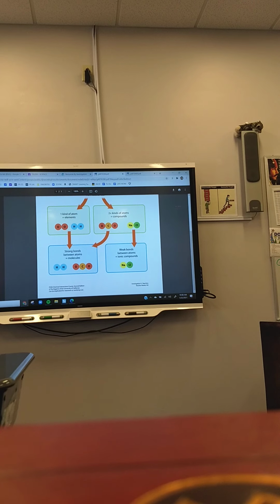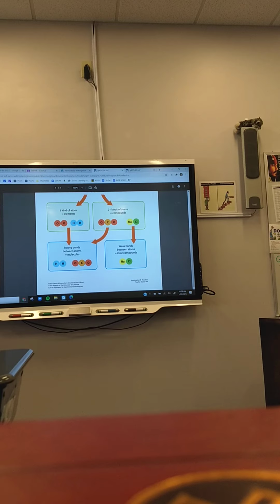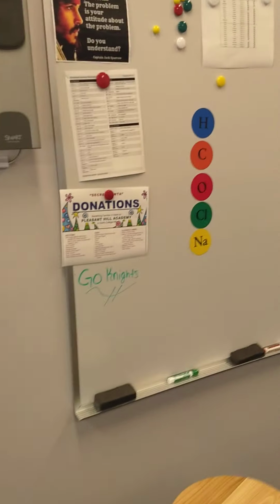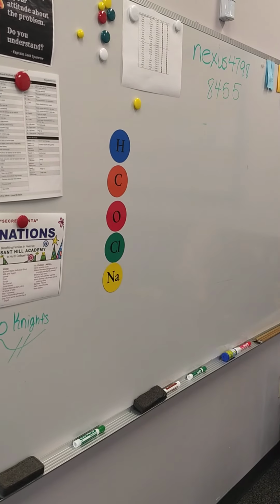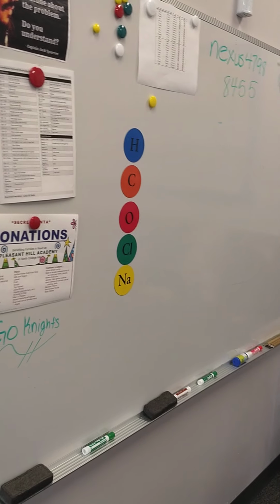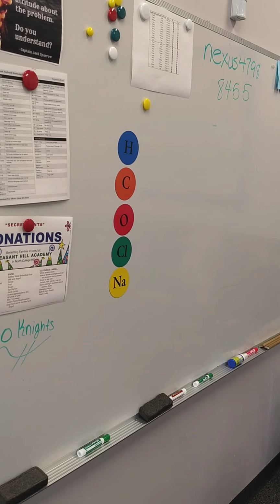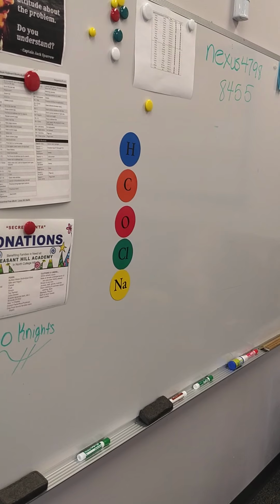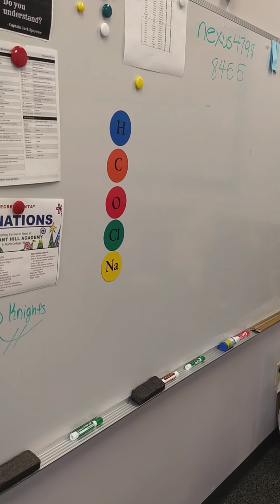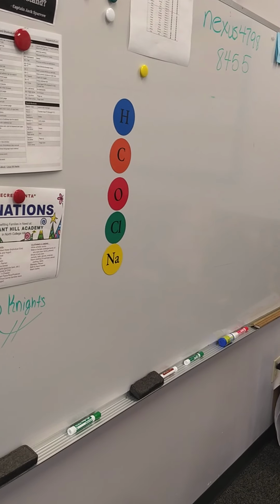Questions on any of that? That's the basics of it? Alright. So now, we had looked at this yesterday. We've got these different colored dots. What do you think blue represents with a big H on it? Shout it out. Hydrogen. The orange C is? Carbon. Okay, so we got hydrogen, carbon. Red O is? Oxygen. Green Cl is? Chlorine. And Na? Sodium.